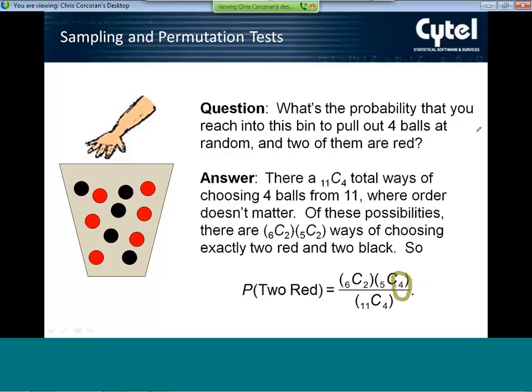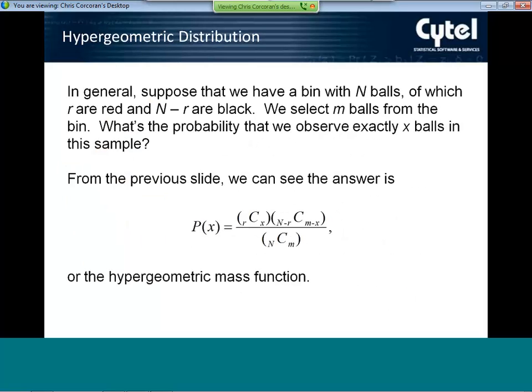So I apologize for that, but it should be 6 choose 2 times 5 choose 2 over 11 choose 4. But that's an easy probability to compute and something that is often taught in introductory statistics classes. And I'm not going to spend a lot of time on this next slide, but in general, we can come up with a formula, like we did on the previous slide, but do it for a general number of black balls, a general number of red, and some arbitrary sample size that we select.